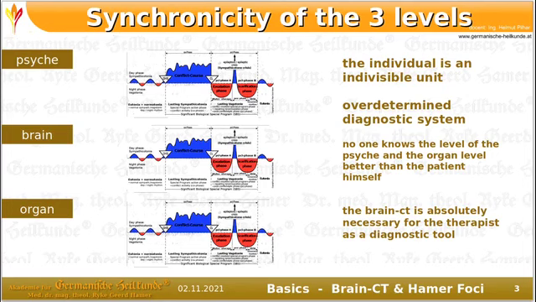For us lay people, the level of the brain is not accessible. Because who can read a brain CT? But no one knows your organ level, your pimple on the partner's shoulder, better than yourself. And nobody knows your psyche better than yourself. And that should always be in synchronicity. Nevertheless, it does not hurt to know what is going on in the brain relay. There are more and more people practicing brain CT reading.